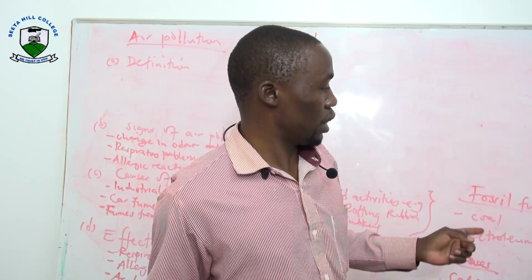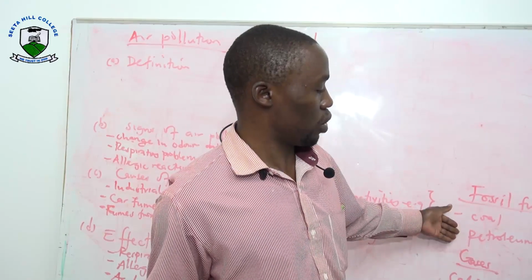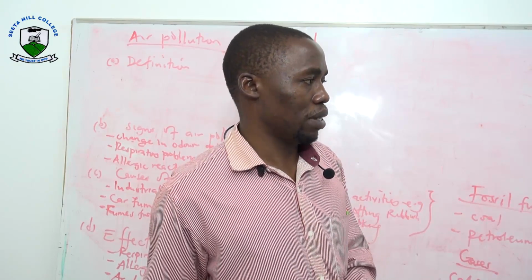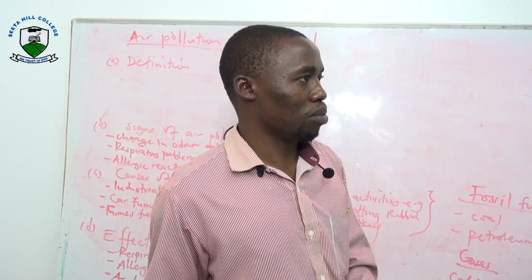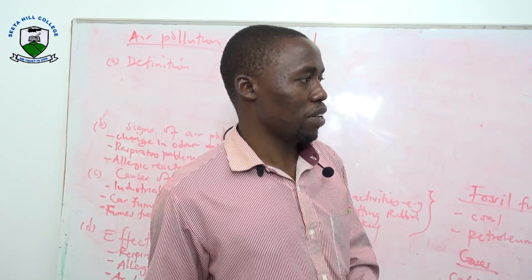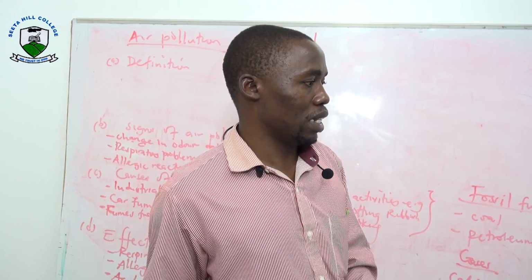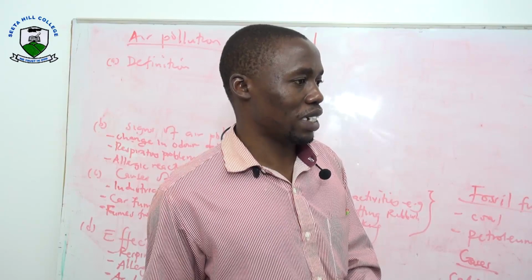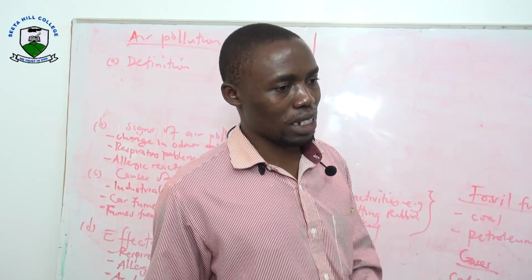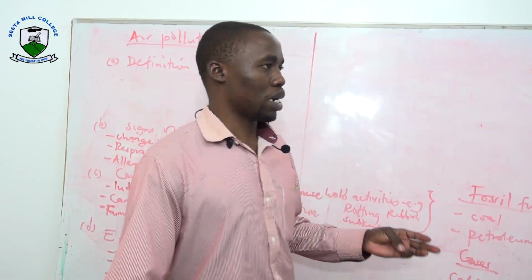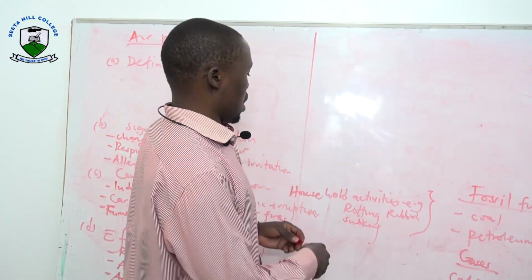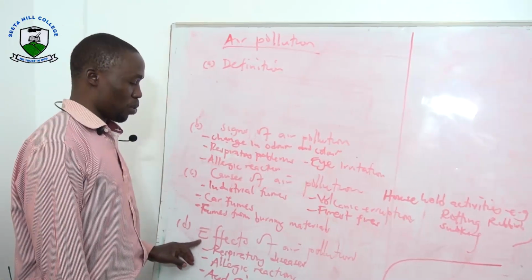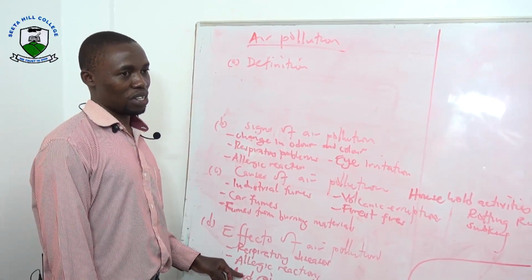You have natural gases also that come from these fossil fuels. Natural gases, we have so many. Natural means they come from nature. Methane, butane, ethane, propane, hydrogen sulfide are all natural gases. Those gases, carbon dioxide. Now, we are seeing that one of the effects of air pollution is global warming due to greenhouse effect.